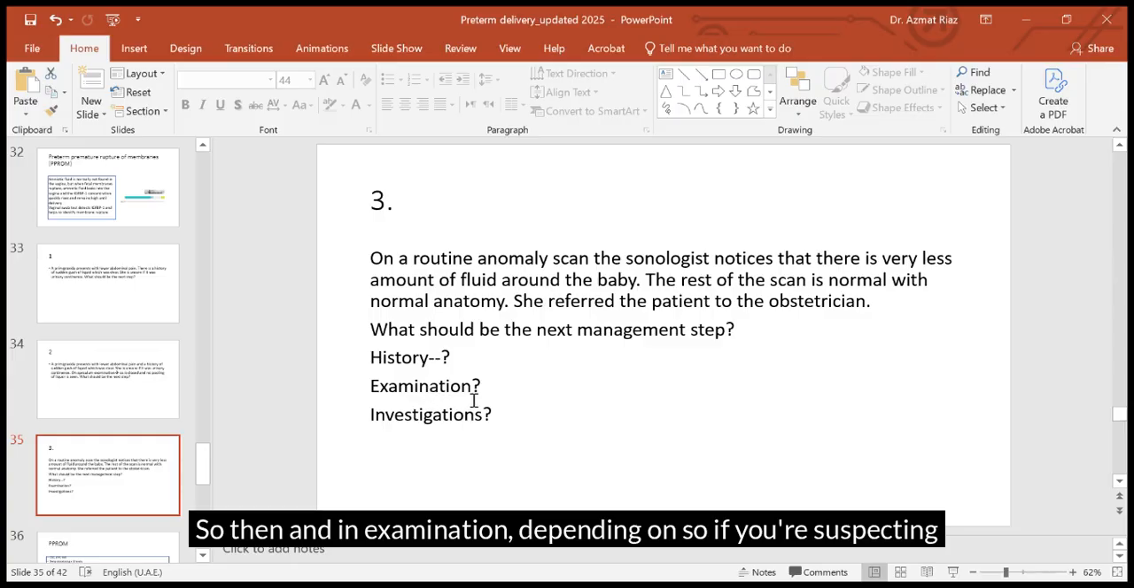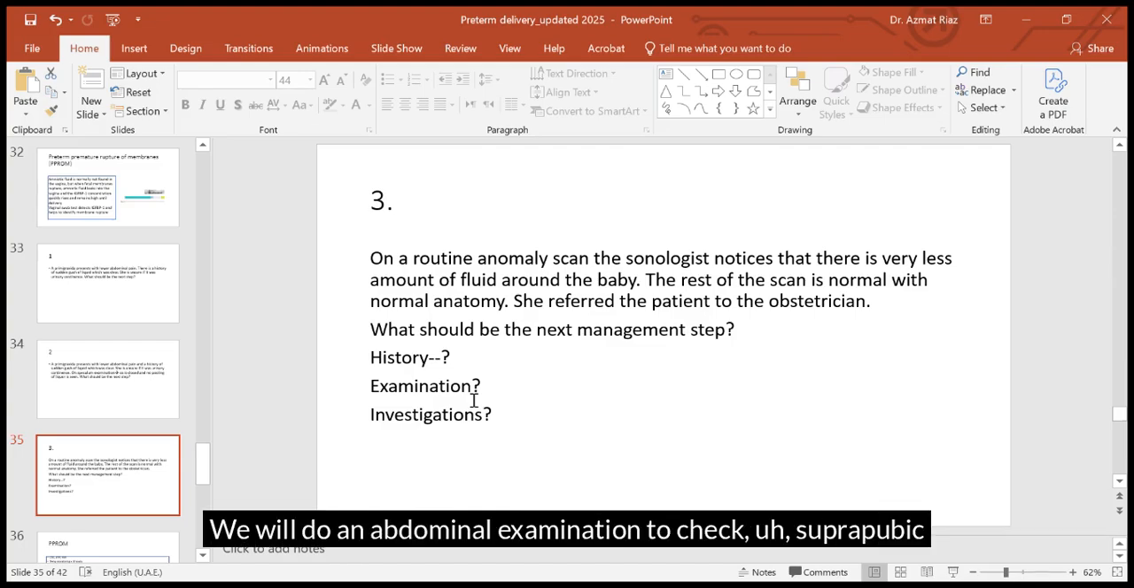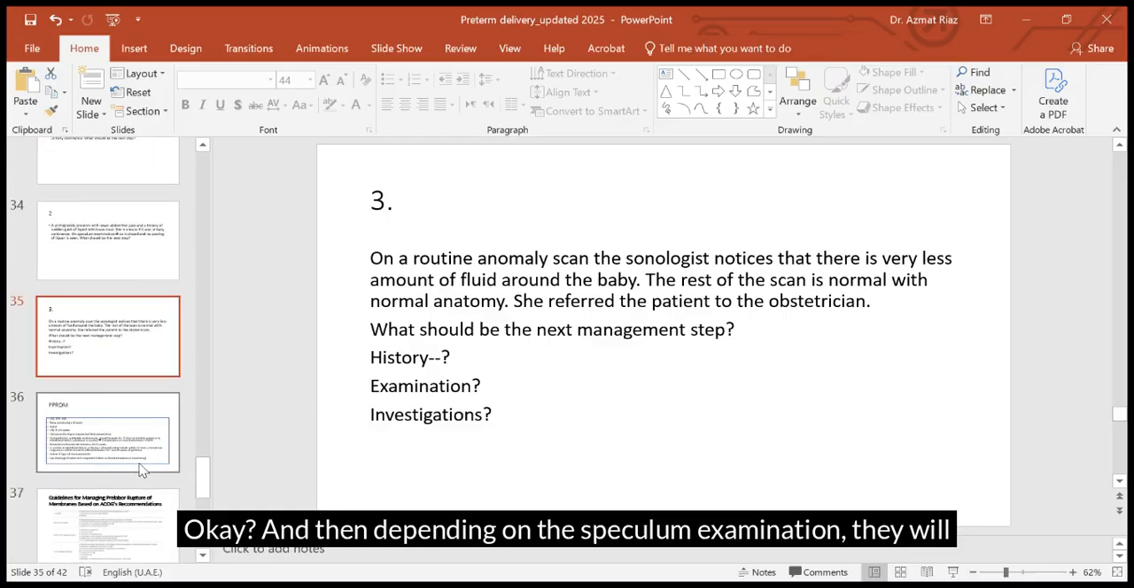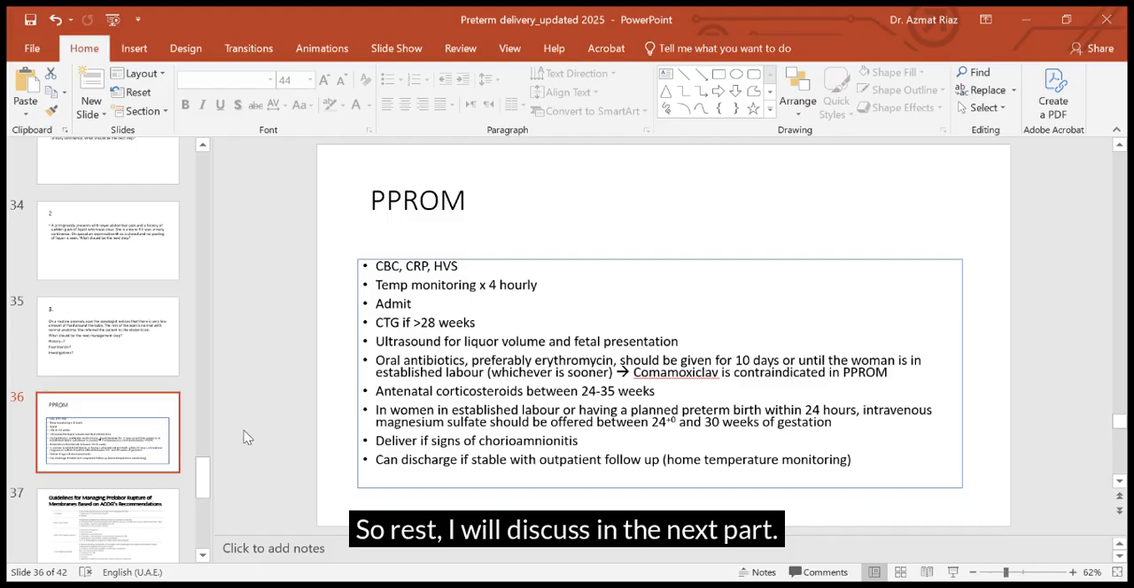Then in examination, if we are suspecting PPROM, what will we do? Yes, we will check vitals, and we will do an abdominal examination to check suprapubic tenderness, but the main thing is to perform a speculum examination. Then depending on the speculum examination, we will perform investigations, which we will talk about now. The rest I will discuss in the next one.